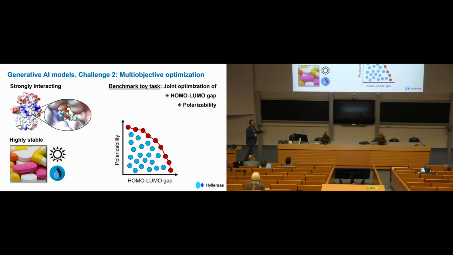And you can relate this to, for example, polarizability and HOMO-LUMO gap. Of course, drug discovery is way more complicated than just maximizing HOMO-LUMO gap and polarizability, but still, this is sort of a fun benchmark toy task that has been used in all the fields, in quantum-based machine learning in general. And what's interesting about these two properties, and it happens with many other properties, is that if you really want to maximize polarizability, you have to minimize your HOMO-LUMO gap and the other way around, so that these two properties form a Pareto front.